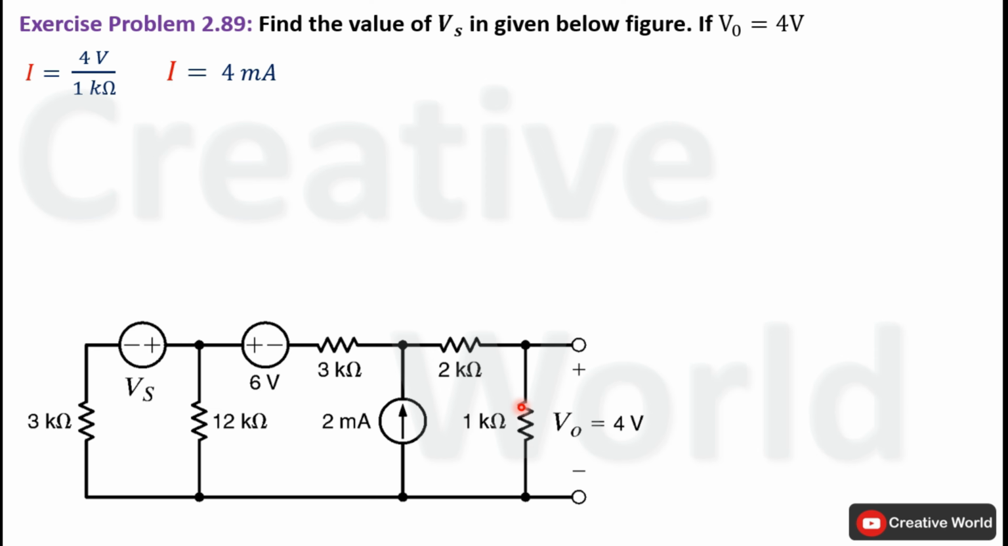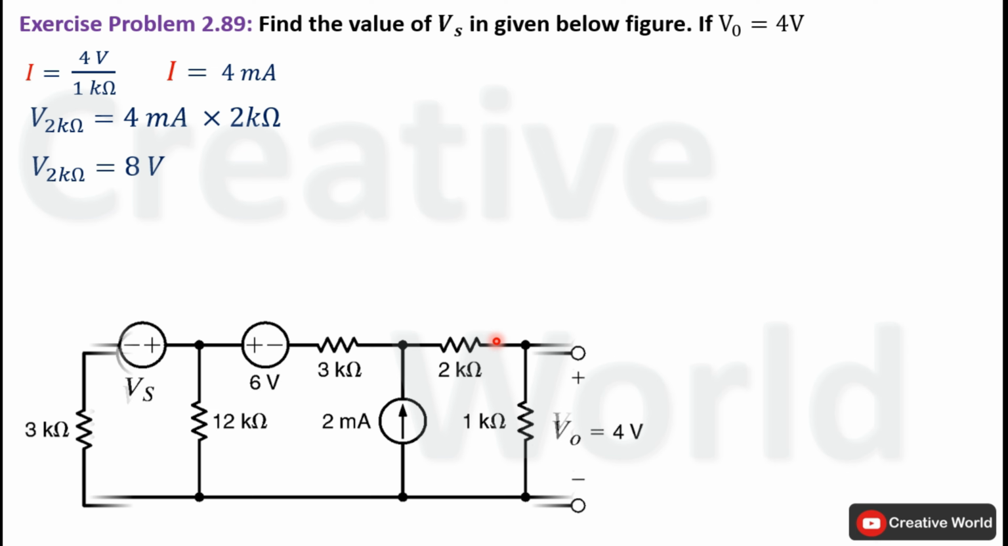And because of series connection, this same current will be flowing through this 2 kilo ohm resistance as well. So we can calculate voltage across this 2 kilo ohm resistance because current through it is calculated in the previous step. Voltage of this 2 kilo ohm resistance will be the product of 4 milliampere and the value of resistance 2 kilo ohm. It will become 8 volt. So 8 volt will be appearing across this 2 kilo ohm resistance, and because the direction of current through it is clockwise, the positive terminal will be here and the negative terminal will be here.